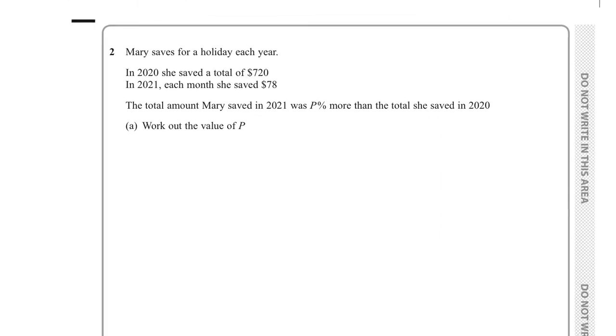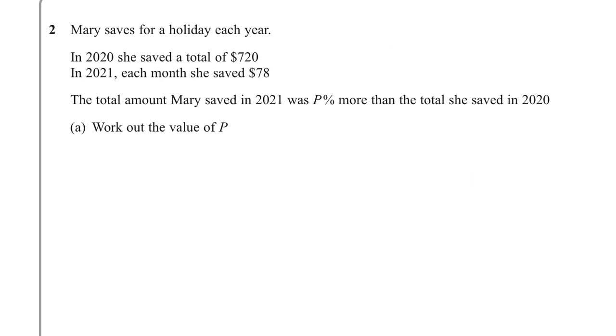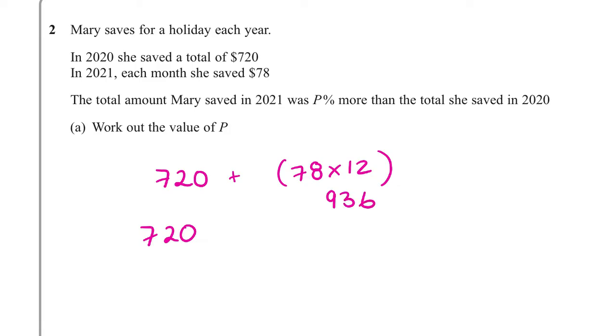Right, question 2. How many marks is this? Mary saves for a holiday each year. In 2020, she saved $720. In 2021, each month, she saved $78. Will someone tell me how many months in a year? 936, right? It says the total amount Mary saved was P% more.